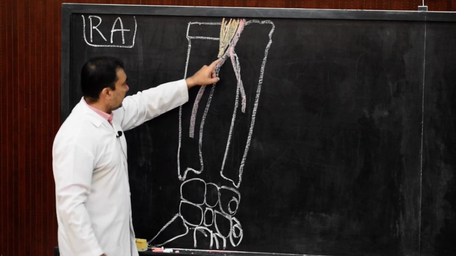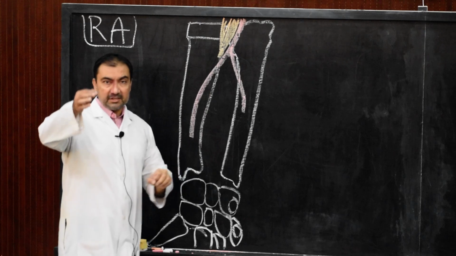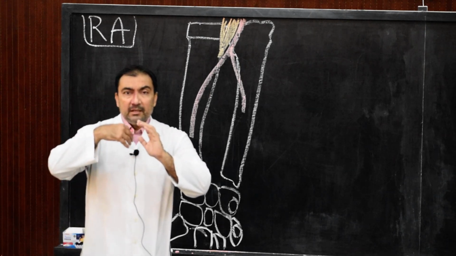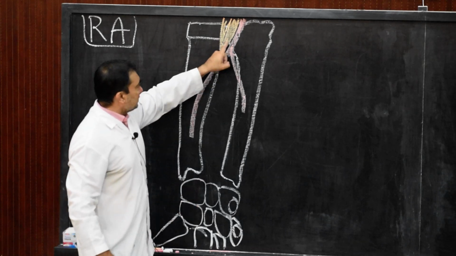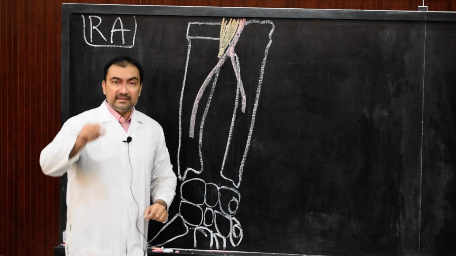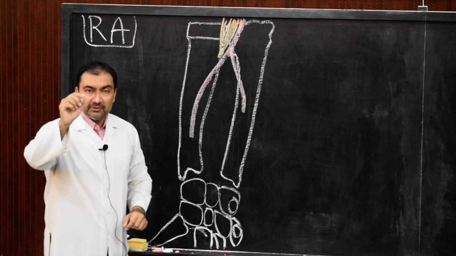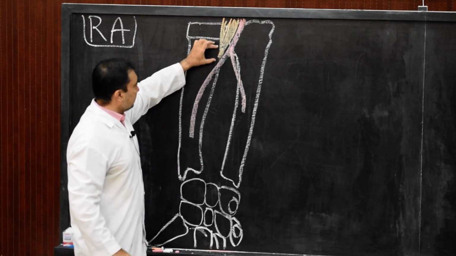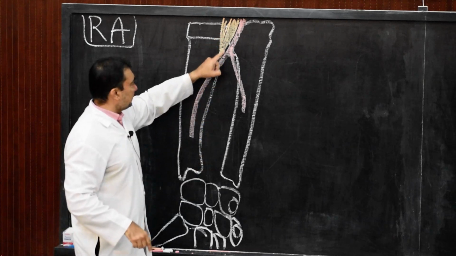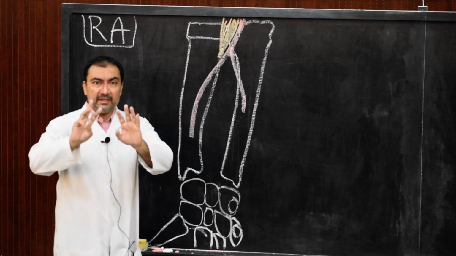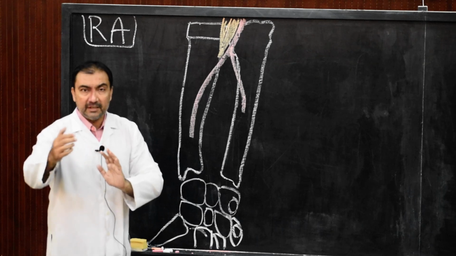Once again I repeat, the radial artery will take its origin, or it will be commencing from brachial artery, which is lying medial to tendon of biceps. Similarly, the radial artery will also commence from brachial artery at the level of neck of radius, and it is lying 1 centimeter below the bend of elbow. These 3 points are important for the starting of radial artery.